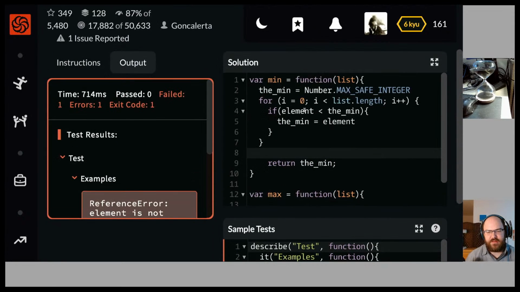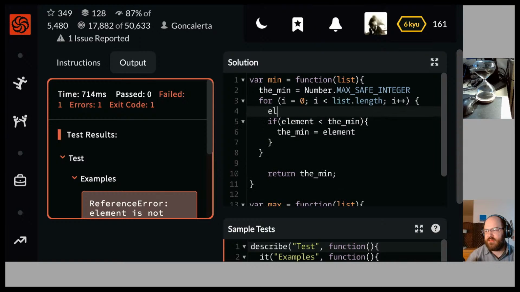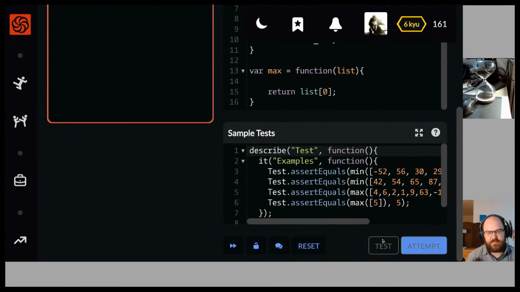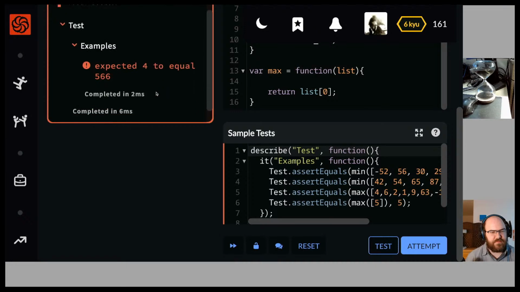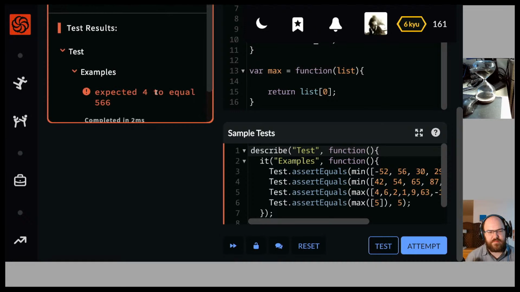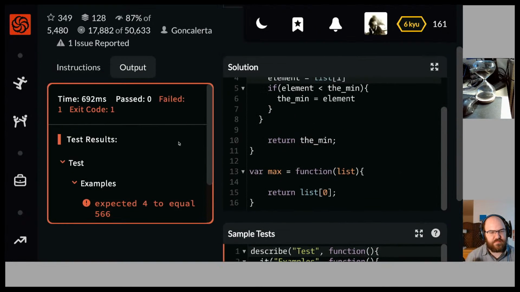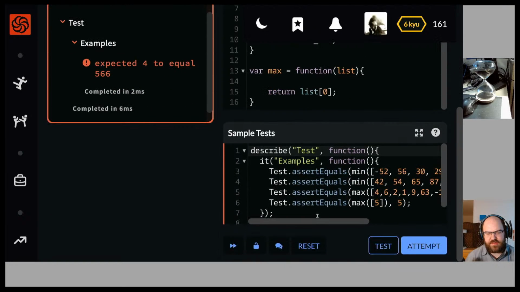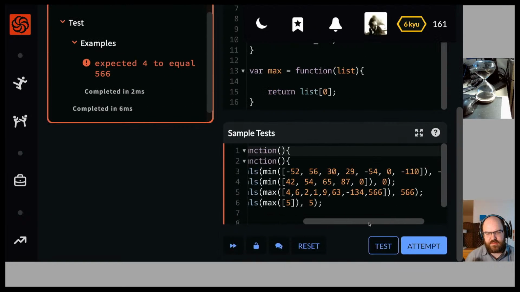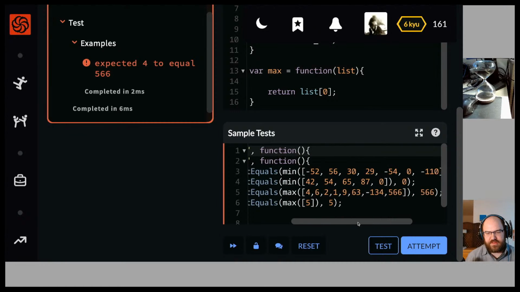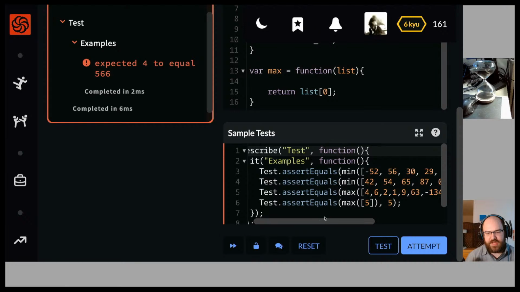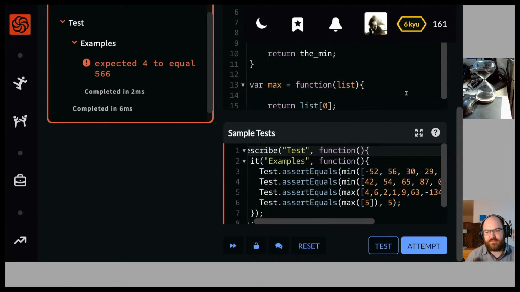Element is not defined. Oh, yeah, right. Element equals list I. Expected four to equal 566. That's because it looks like it passed the two minimum examples, and now we need to get max. Okay, I'm done with that.